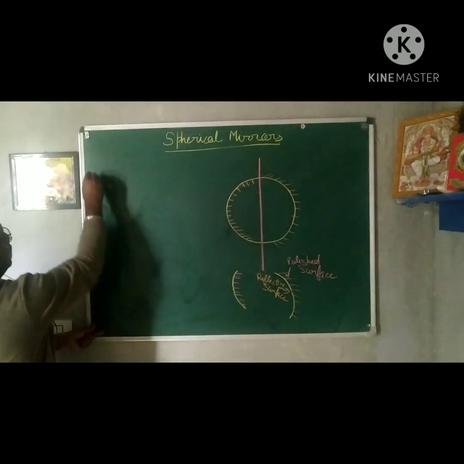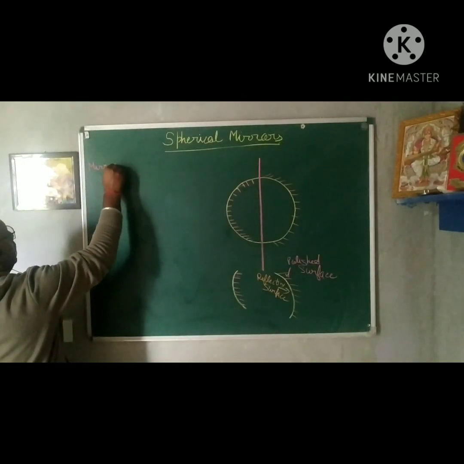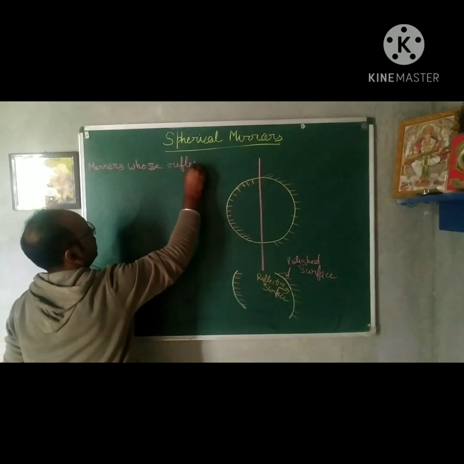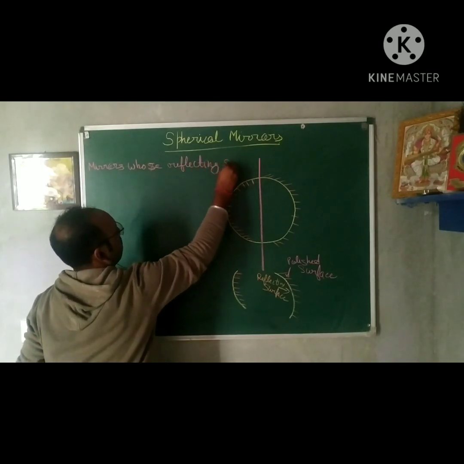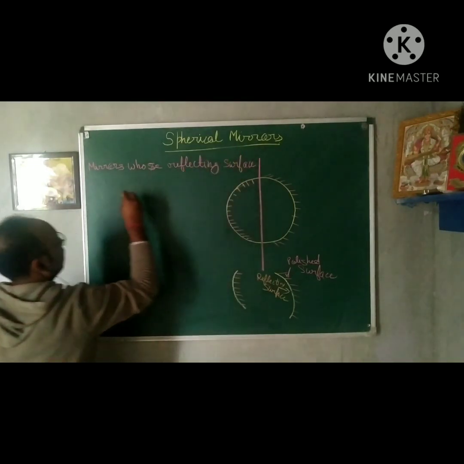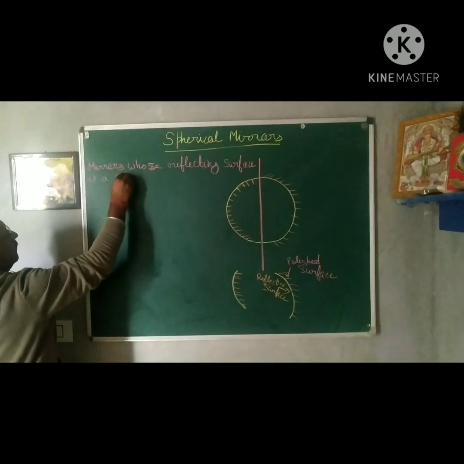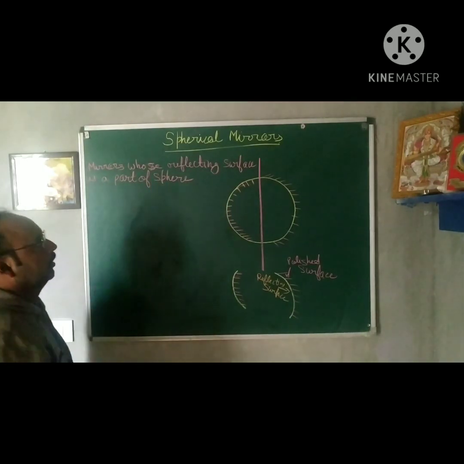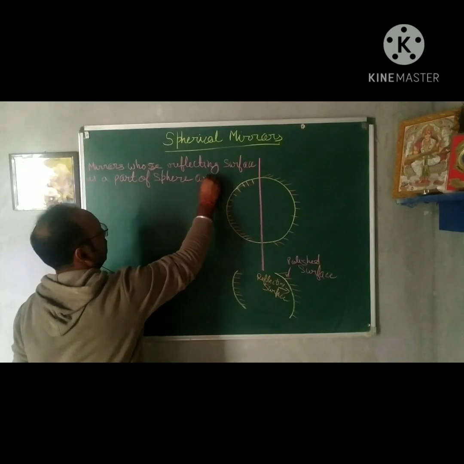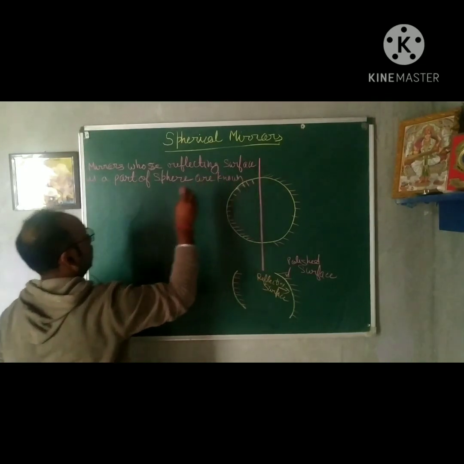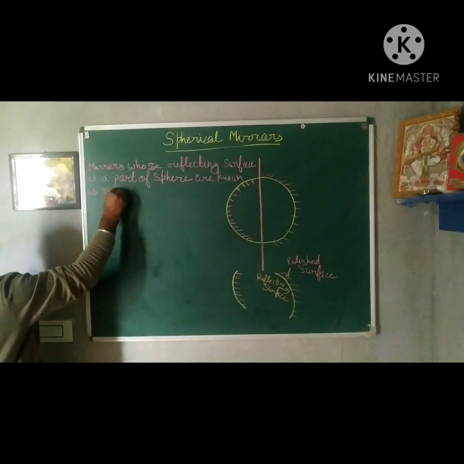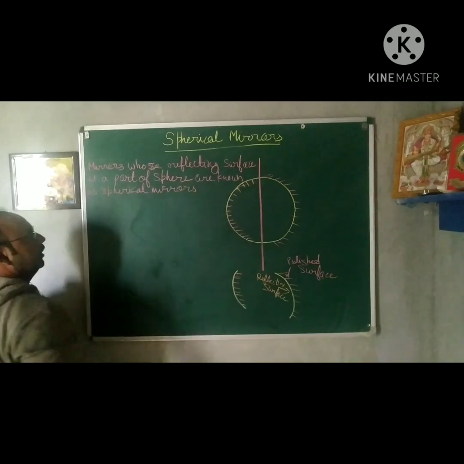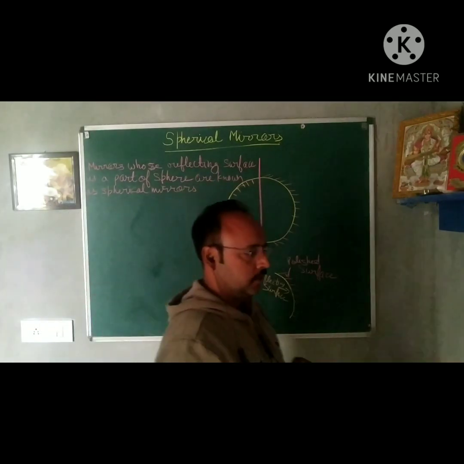So the mirrors whose reflecting surface is a part of a sphere are known as spherical mirrors. Very simple, right? Spherical mirrors, right?